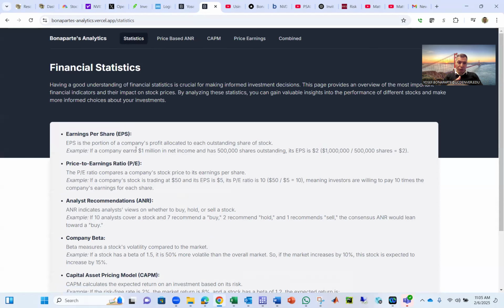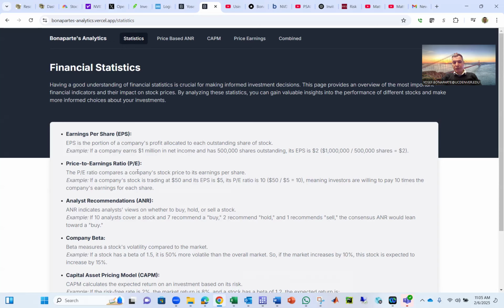But let's first teach you a few key financial ratios. The first one is earnings per share. Suppose the company has $1 million in earnings and 500,000 shares. You divide 1 million by 500,000, and you get $2 earnings per share. So every share you own is going to give you $2.